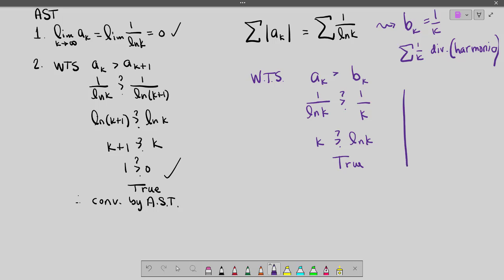And so we just look at the graph. There is y equals ln of x, and there is the graph of y equals x. So y equals x is bigger than natural log of x. So that is true. Therefore, we have divergence over here. So we have a converging alternating series, but we have a divergent series of absolute values. So what's our big conclusion then?